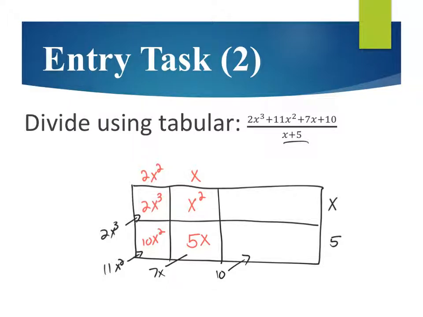7x plus is equal to 5x plus 2x, so that makes this top part have to be a 2. 2 times 5 is 10, and 10 is my check. So the answer to this multiple division problem has got to be 2x squared plus x plus 2. And this is my answer. I have to somehow distinguish that that is my answer.